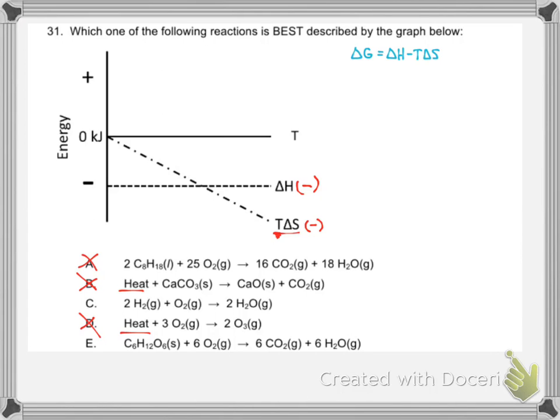And then choice C, we're going from 3 moles of gas to 2 moles of gas, so that's a decrease in entropy. And this is also combustion. It's combustion of hydrogen gas, so this is indeed exothermic. So this is the reaction that we're looking for here.